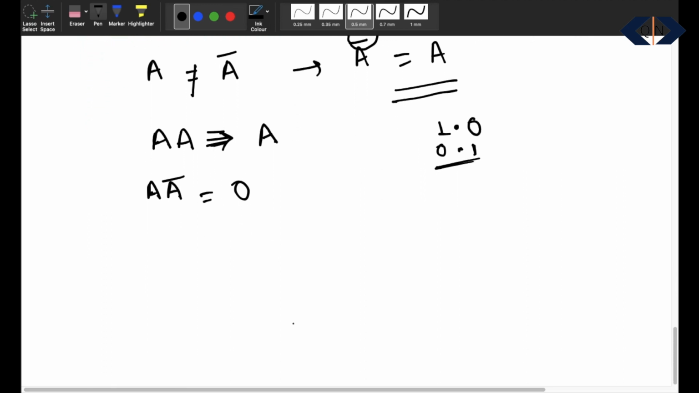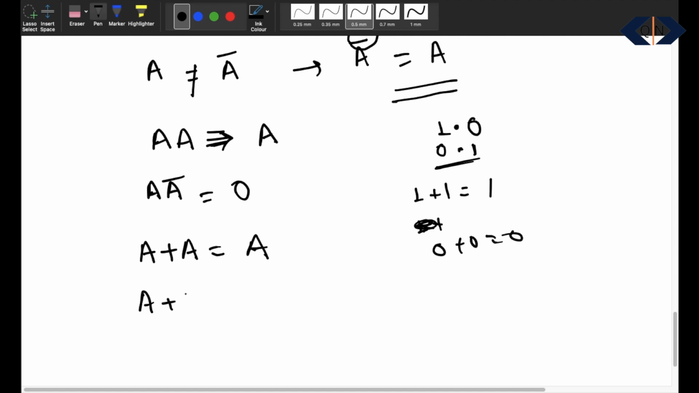Now what will be the effect of the same variable or single variable using OR? So suppose A plus A. What will be A plus A? It will always be A. Why? Let's see. 1 plus 1 is always 1, and 0 plus 0 is always 0. Now what if we have A plus A bar? Then it will always be 1. Why? Because if A is 1, then A bar will be 0 and we will be getting the result as 1. If A is 0, then A bar will be 1 and we will be getting the result as 1.